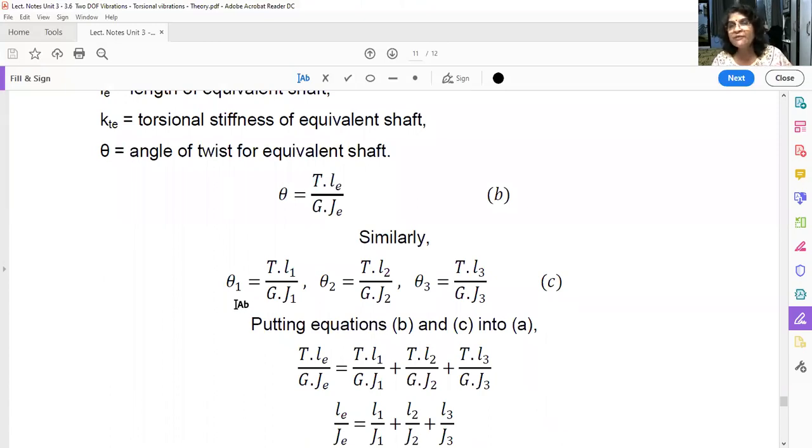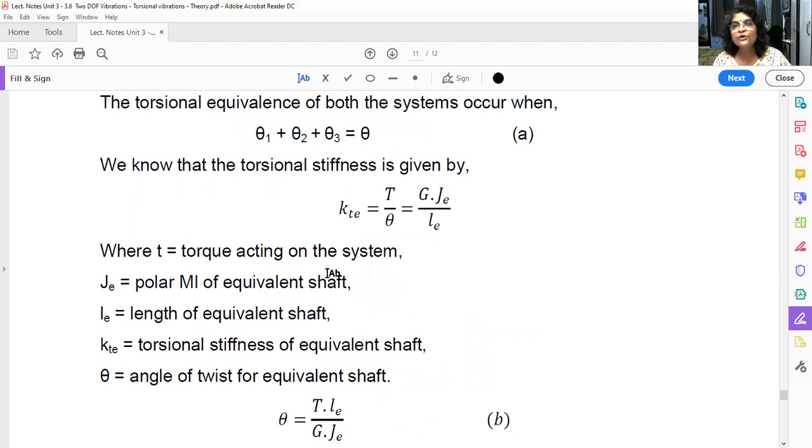So for example, theta 1 is TL1 upon GJ1. Theta 2 is TL2 upon GJ2. Theta 3 is TL3 upon GJ3. So T and G will remain the same for all the diameters of the shafts, even for the equivalent shaft, but there is a change in length and diameter. Now putting this in equations B and C, that is theta is equal to TLE upon GJE for the equivalent shaft, and putting the values of theta 1, theta 2, theta 3 into this equation.